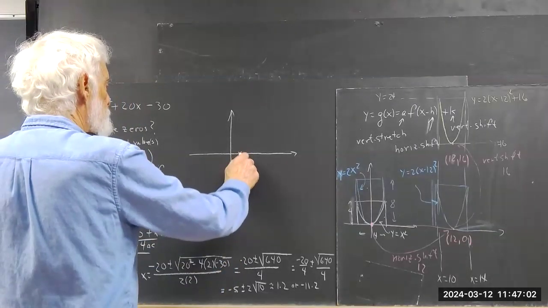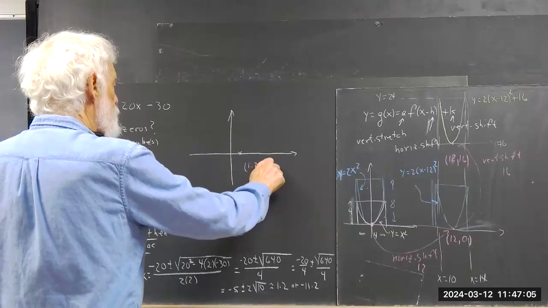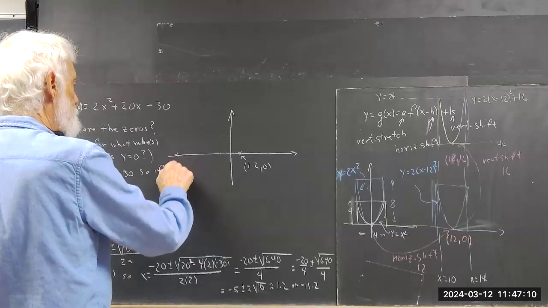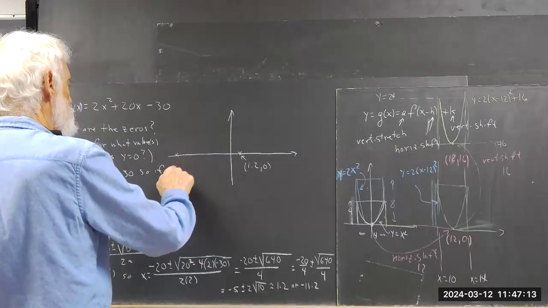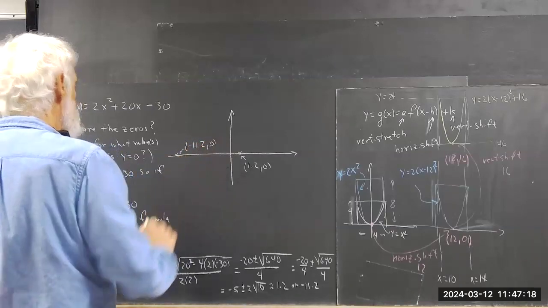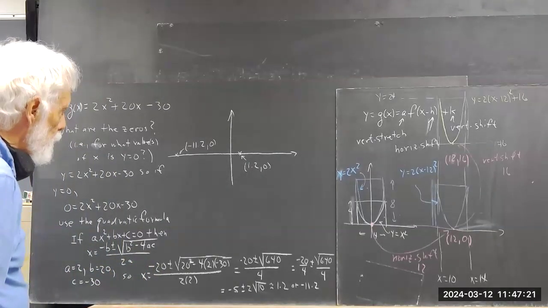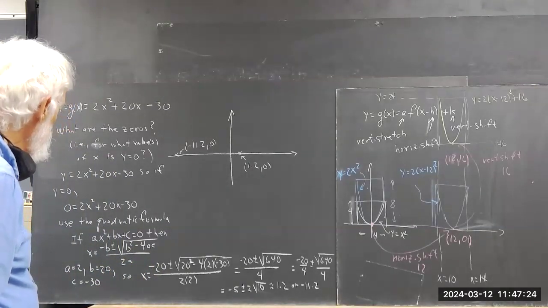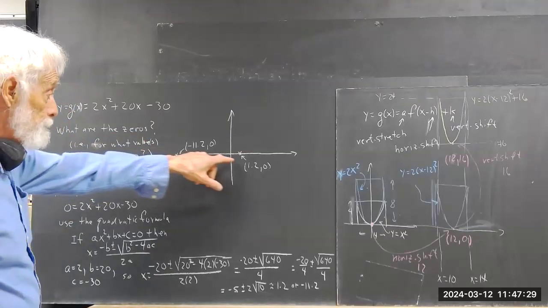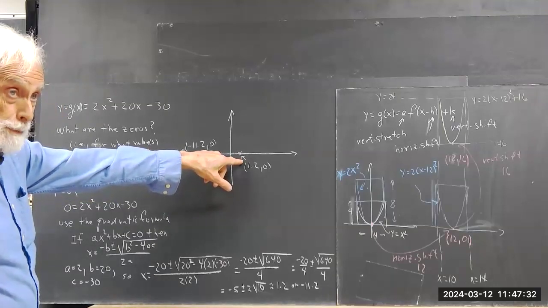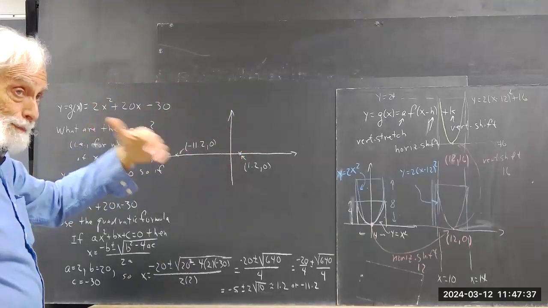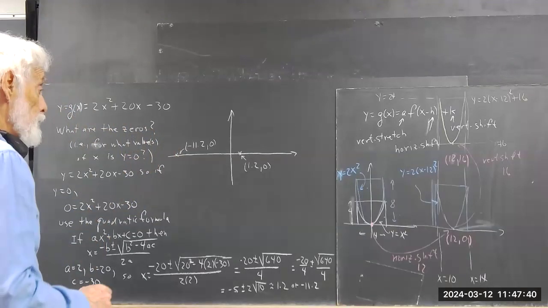Okay, so you've got the point (1.2, 0) and the point (-11.2, 0) on the graph. So those are the zeros, or the x-intercepts, and they occur when y equals 0. You've got to lock that in. Don't not know that. Please, for your own sake.